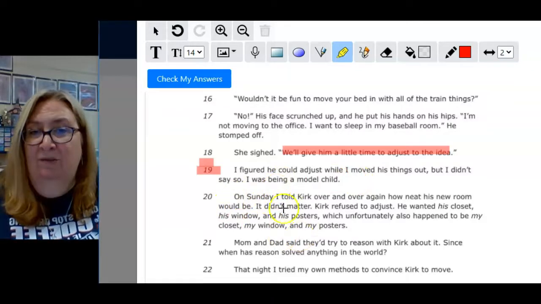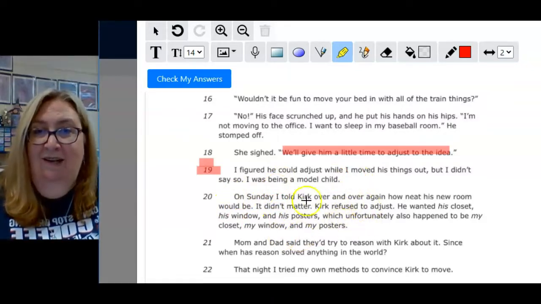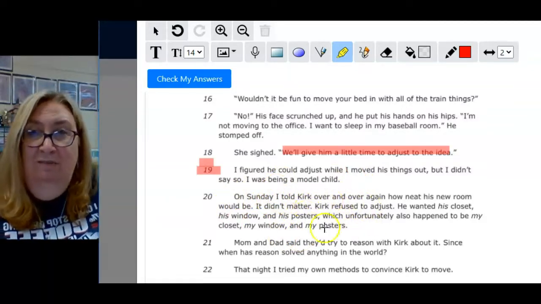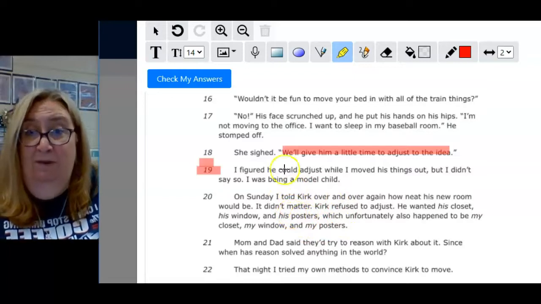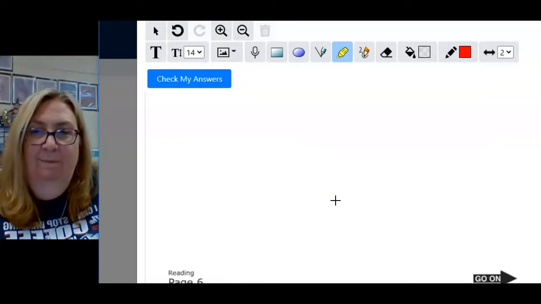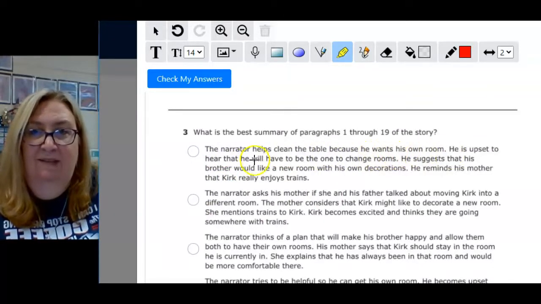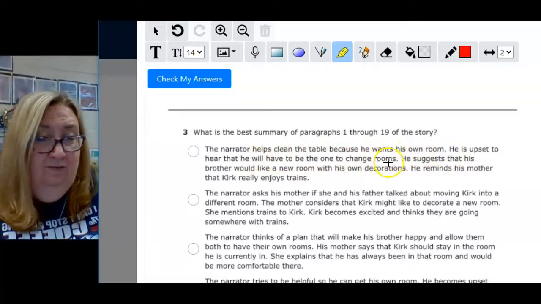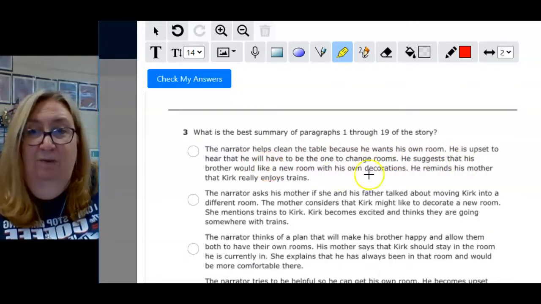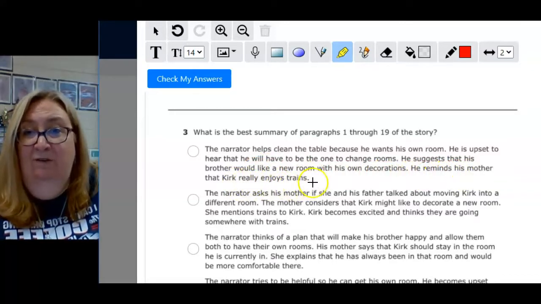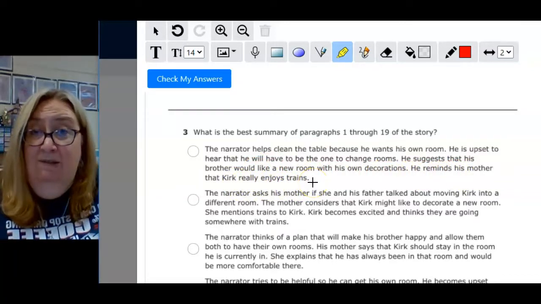And the next part starts with on Sunday, and he's trying to get Kirk to believe that the office would be the better space. Okay. So 1 through 19, let's see. The narrator helps clean the table because he wants his own room. He's upset to hear that he will have to be the one to change rooms. He suggests that his brother would like a new room with his own decorations and reminds his mom that Kirk really enjoys trains. All that happened, but so much more happened in 1 through 19.